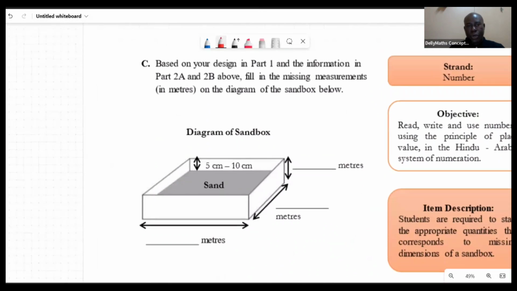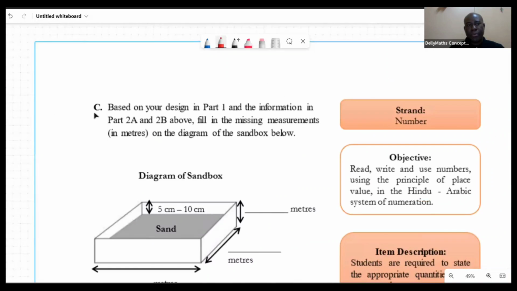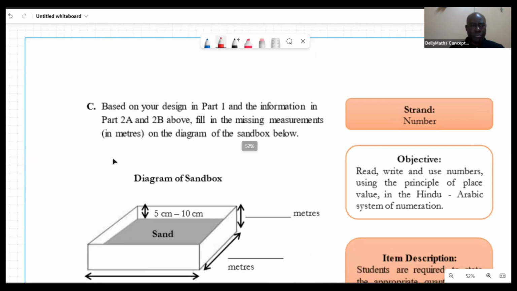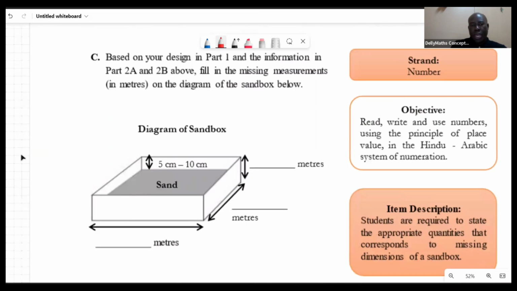All right. So here it is, part C. Based on your design in part 1 and the information in part 2A and B, fill in the missing measurement, right? On the diagram of the sandbox. All right. So then the height for me is 0.33.